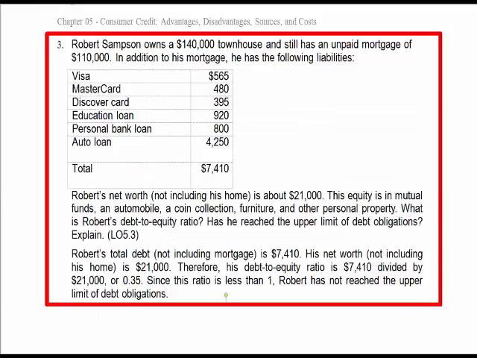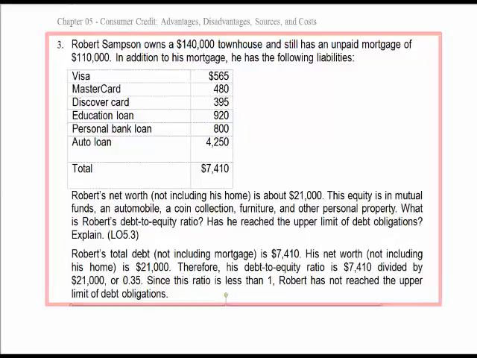And number 3, Robert Sampson owns a $140,000 townhouse and still has an unpaid mortgage of $110,000. In addition to his mortgage, he has the following liabilities: Visa, MasterCard, Discover, an education loan, a personal bank loan, and an auto loan. His net worth, not including his home, is about $21,000. His equities in mutual funds, an automobile, a coin collection, furniture, and other personal property. What's his debt-to-equity ratio? Has he reached the upper limit on his debt obligations?